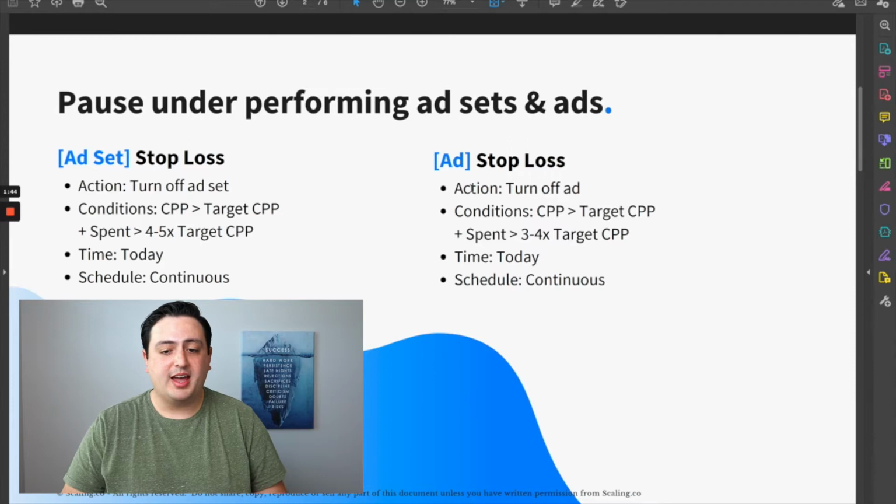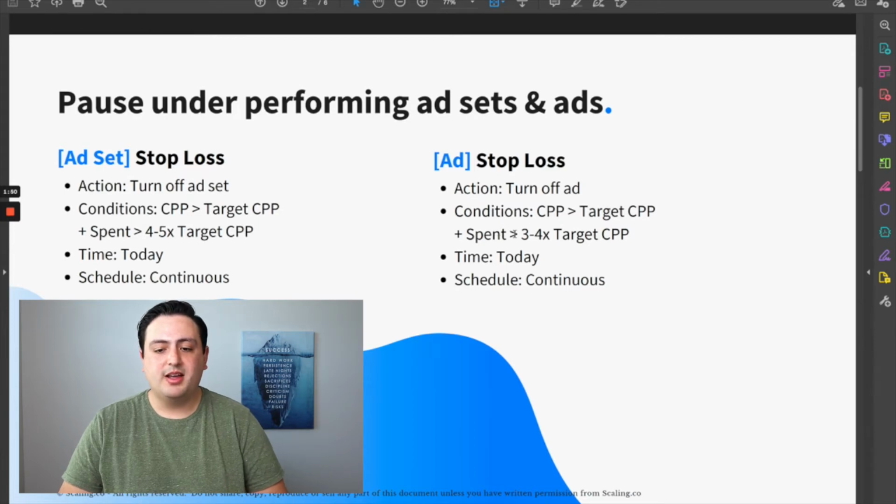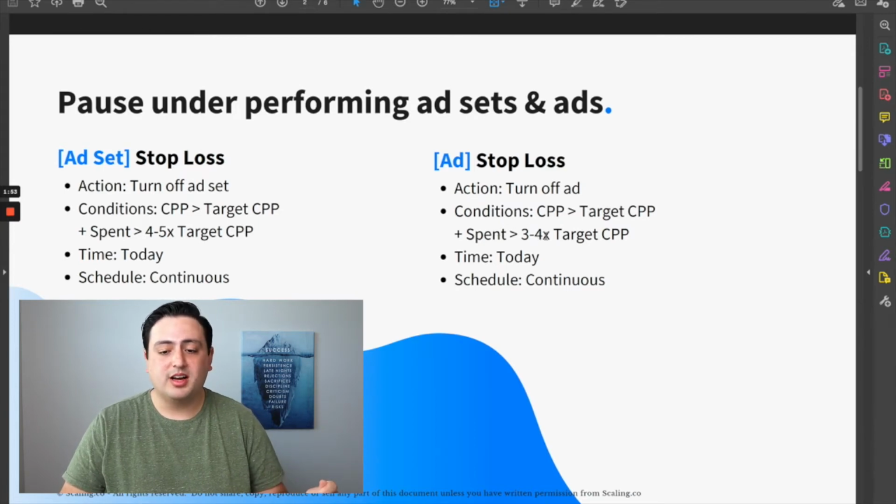And then the same thing for the ad level. So you want to turn off the ad if your cost per purchase is greater than your target and your spend is greater than 3 or 4 times your target cost per purchase. Again, set the time to today and the schedule to continuous. So that's the first rule.